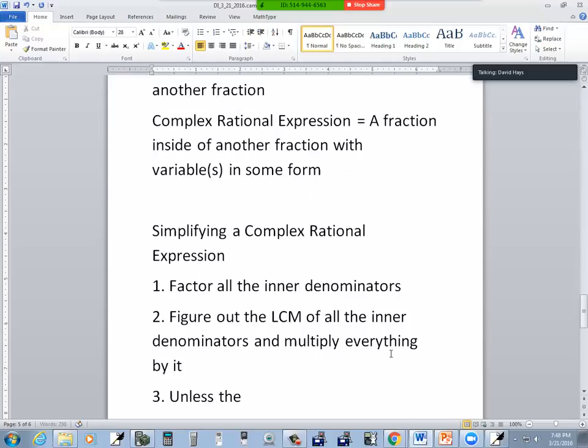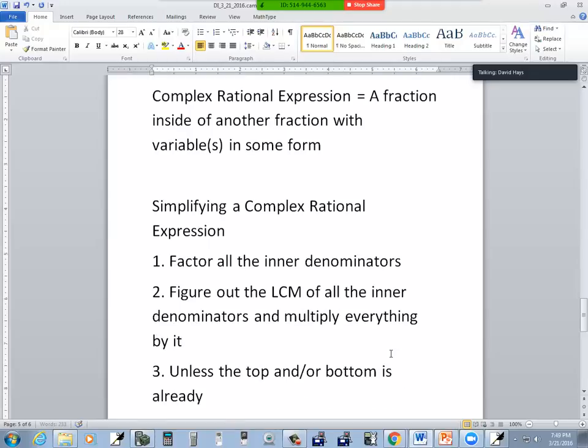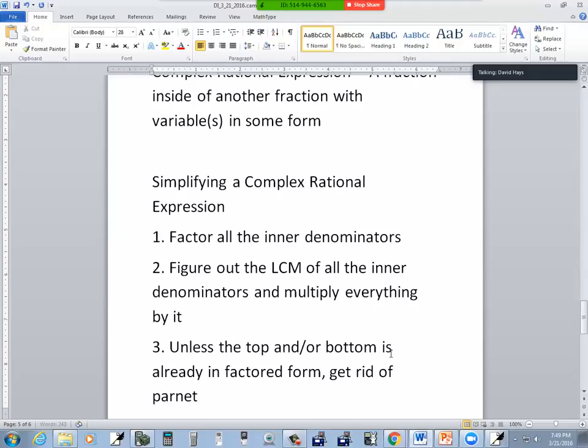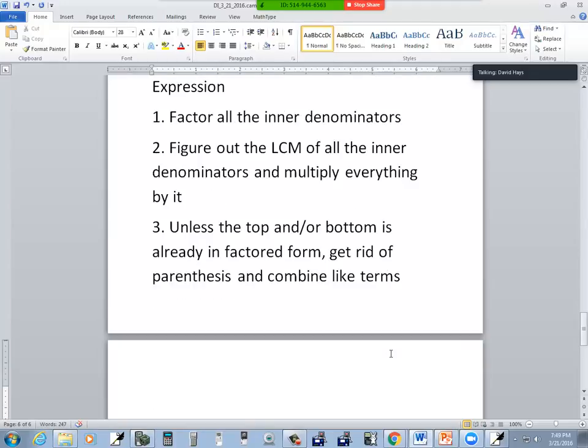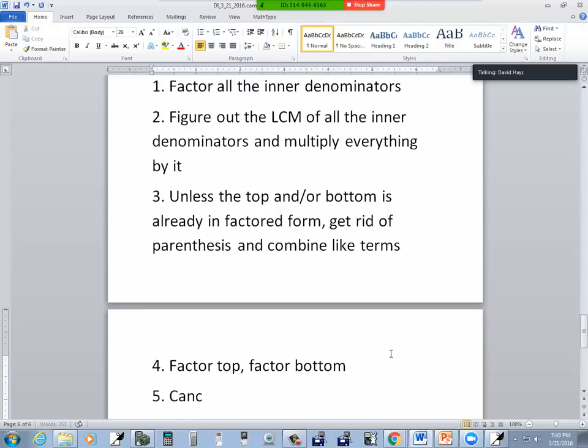Step 3: unless the top or bottom is already in factored form, get rid of parentheses and combine like terms. And then step 4 is factor the top, factor the bottom, and step 5 is cancel if possible.